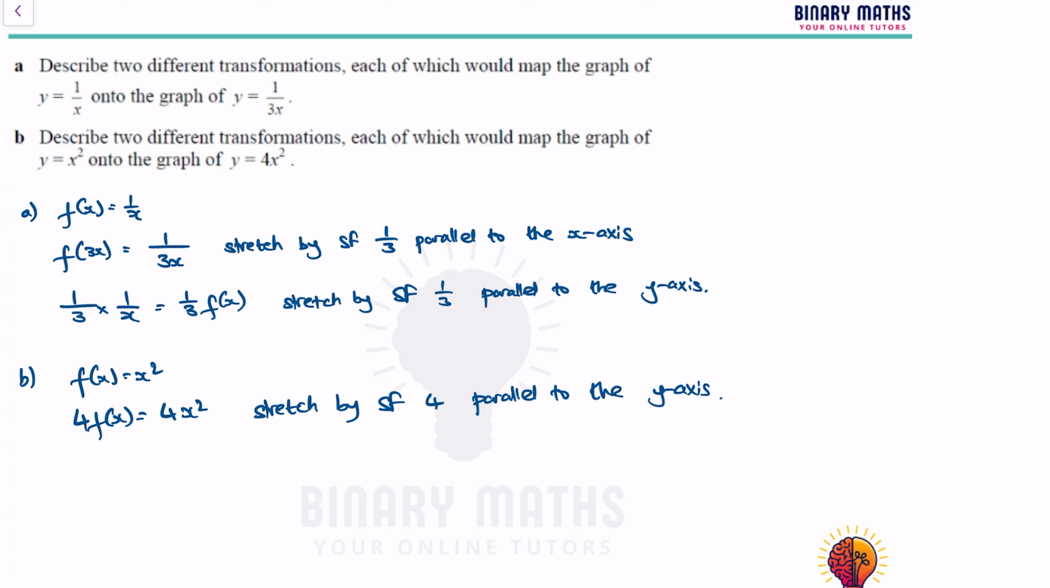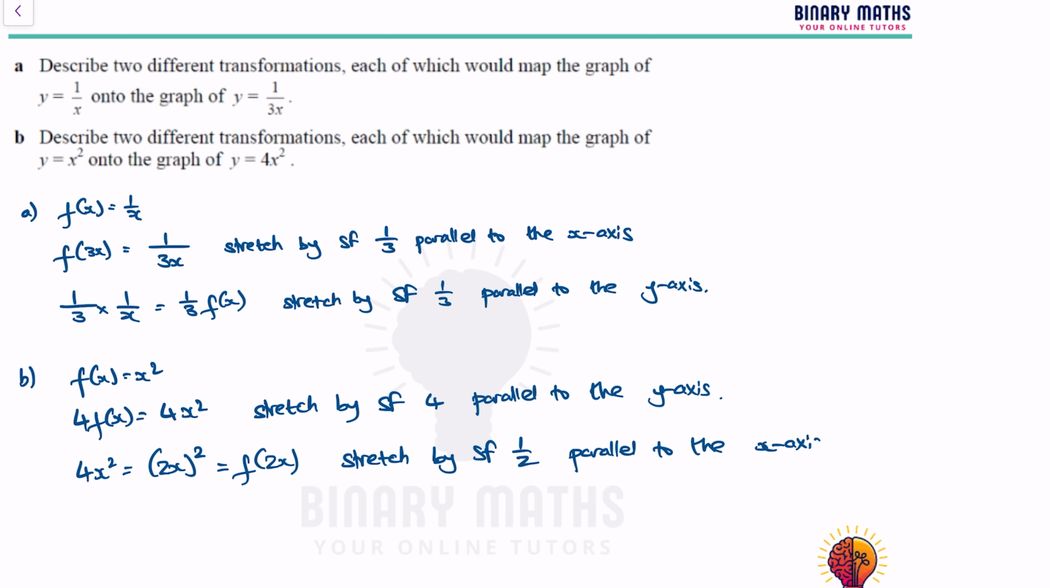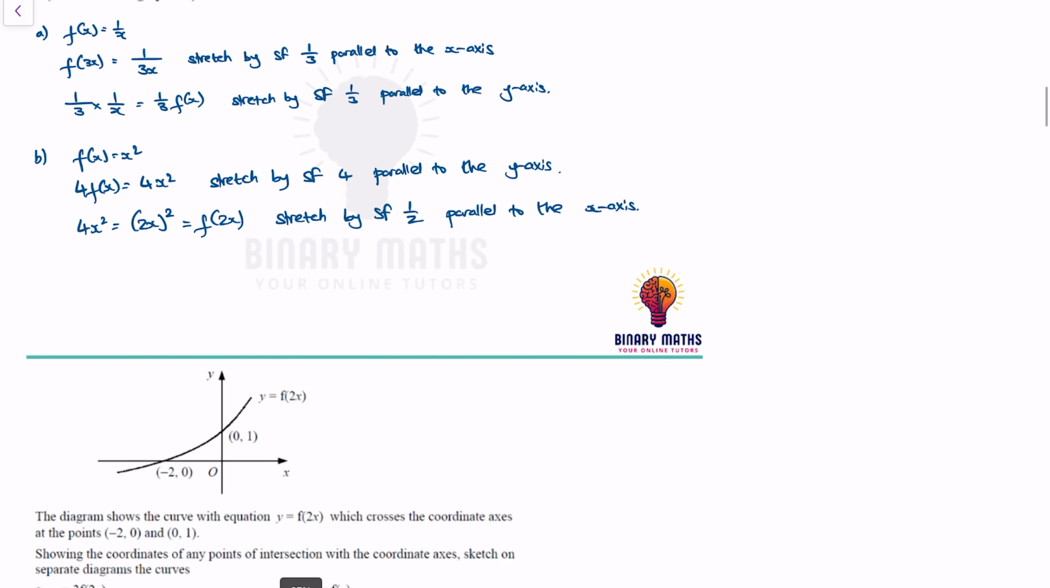But 4x squared is also the same thing as 2x all squared, which is the same thing as f of 2x. Because it's inside the bracket, it's the x that's affected, so it's a stretch by scale factor, the opposite of 2, which is a half, parallel to the x-axis. So if it's the x that's affected, you do the opposite for the scale factor, the reciprocal. If it's the y, it's the same.